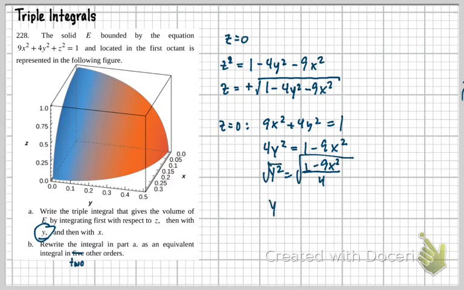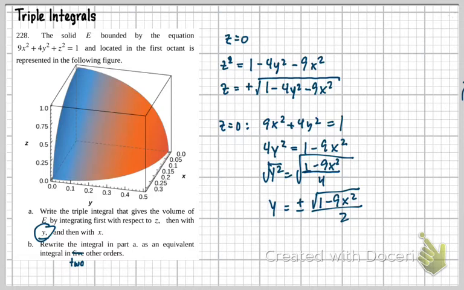This is going to be y equals, and I get the plus or minus again. Anytime I square root, I get that plus or minus. So on the top, I'm going to get the square root of 1 minus 9x squared, and it would be over 2 because the square root of 4 is 2. So I can actually square root it. This is what I end up with here.